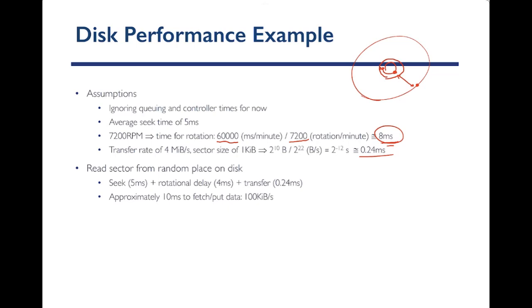Now, this gives you an approximate latency of 10 milliseconds. So if you're transferring one sector of size 1 kilobyte, and this is taking 10 milliseconds, this is your effective bandwidth, which is around 100 kilobytes per second.